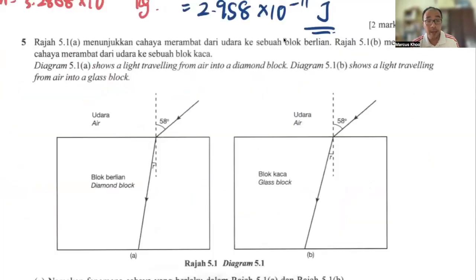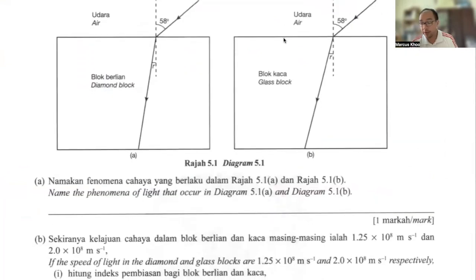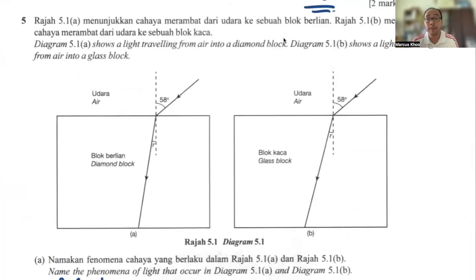Okay, number 5. Diagram 5.1a shows a light traveling from air into a diamond block, 5.1b from air into the glass block. Of course, name the phenomena of light. This is very obvious. This is refraction. How do you know? Because it is the bending of light waves. Whenever the light wave changes direction, it is always refraction.